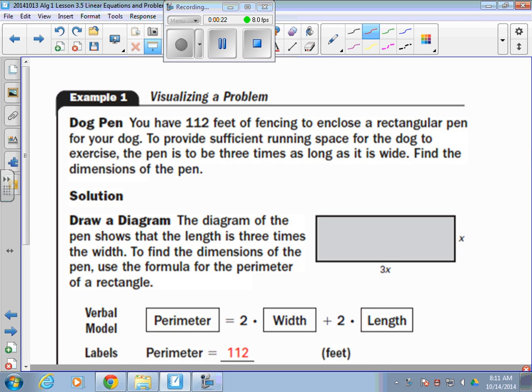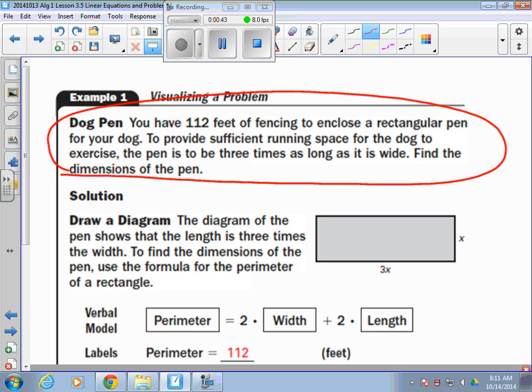A dog pen says you have 112 feet of fencing to enclose a rectangular pen for your dog. To provide sufficient running space for the dog to exercise, the pen is to be 3 times as long as it is wide. Find the dimensions of the pen. So the first thing you want to do based on this description is draw yourself a diagram. Now it's already done for you, but this is to show you an example of how to do it.